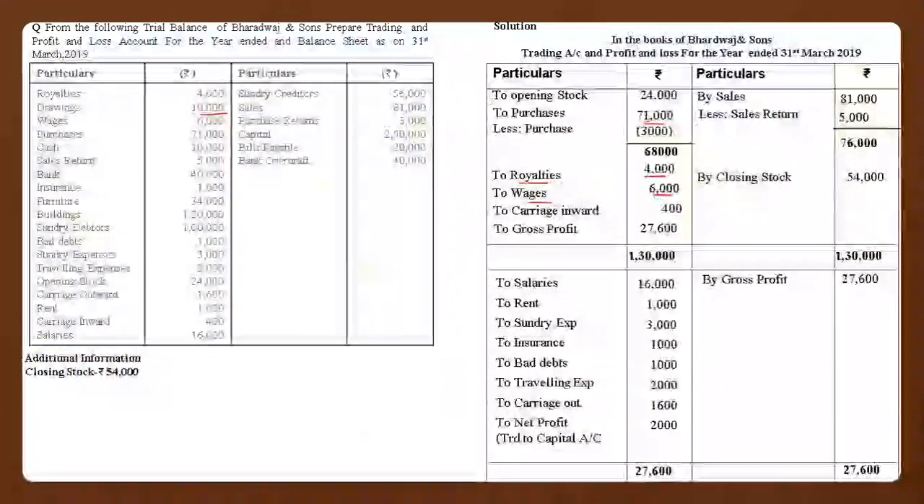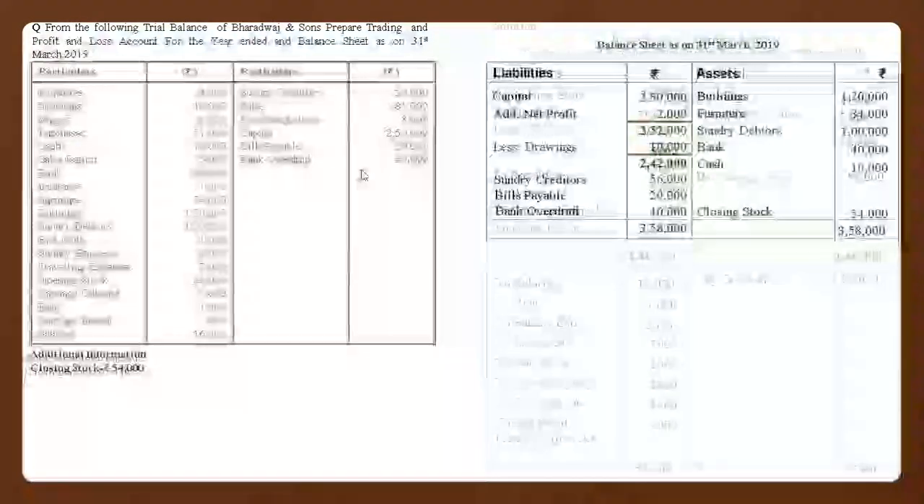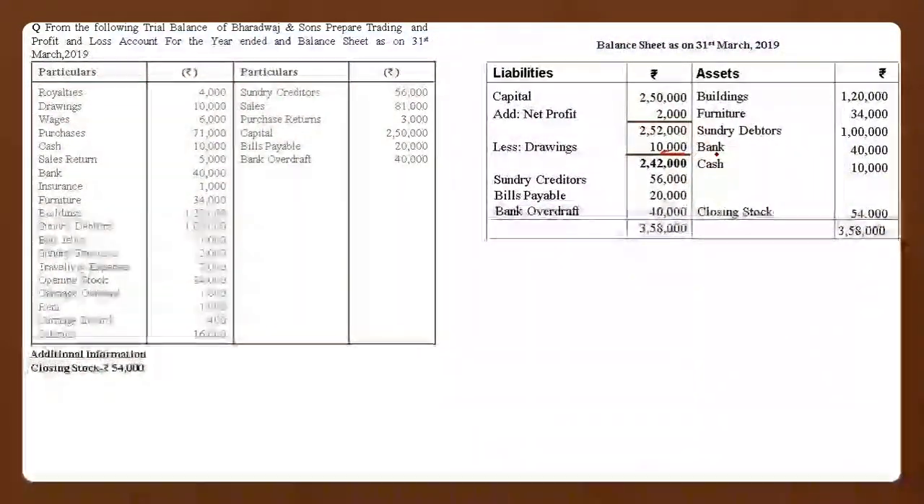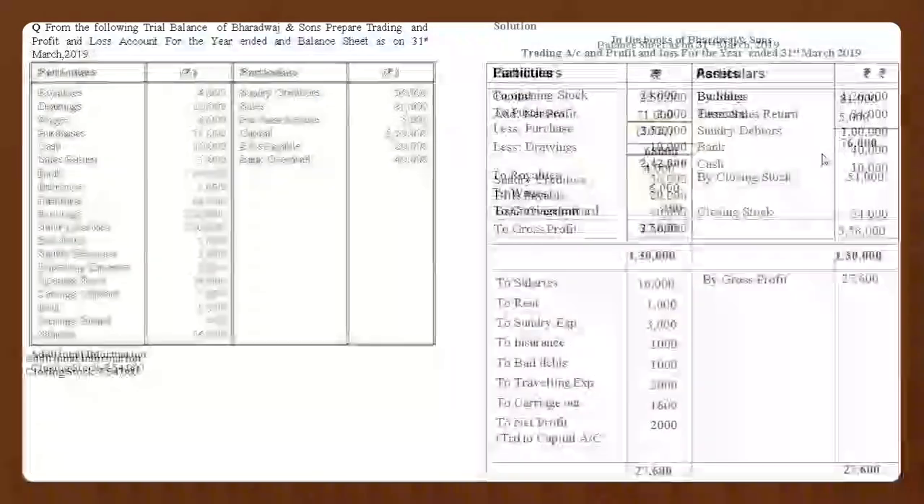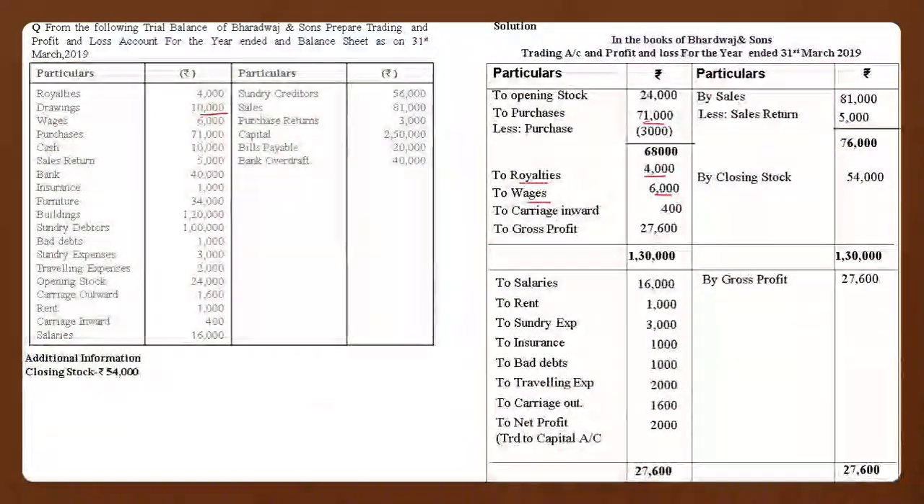Next bank. Bank is given 40,000 rupees. So you have to write 40,000 rupees bank on asset side. Then next one is insurance. Insurance 1,000 rupees. So insurance is your indirect expense, therefore you have to write in P&L account. So to insurance 1,000 rupees in P&L account.